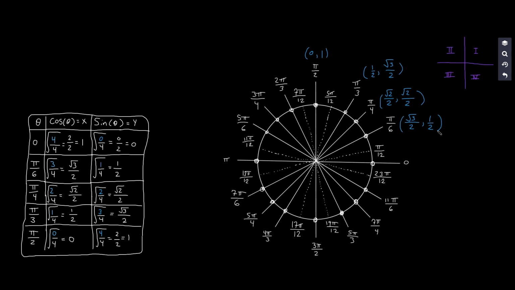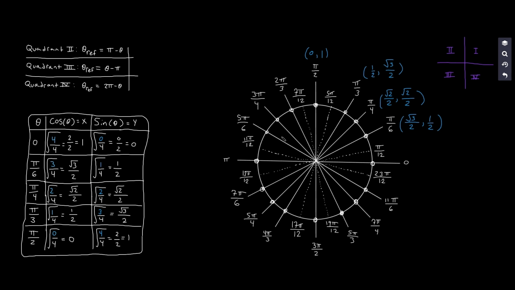So the thing is, right, to recover the x and y coordinates for any angle in quadrants 2, 3, and 4, you just look at the reference angle in quadrant 1, and then look up those coordinates, and then apply the correct positive or negative signs. For quadrant 2, the reference angle is found by doing pi minus the angle. For quadrant 3, the reference angle is found by doing the angle minus pi. For quadrant 4, the reference angle is found by doing 2 pi minus the angle.